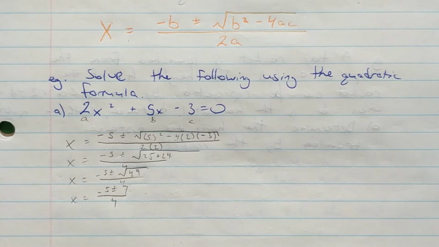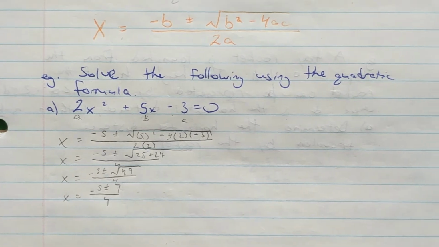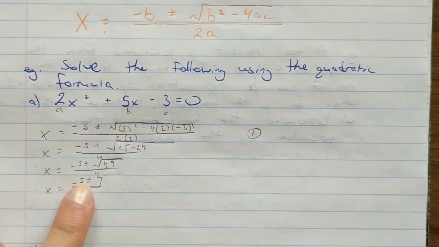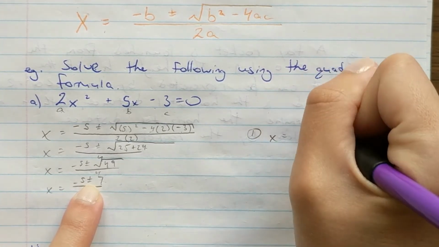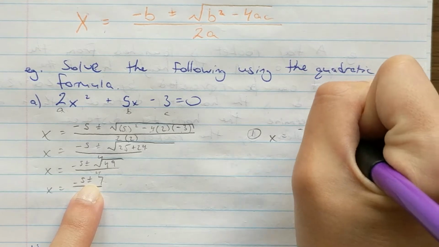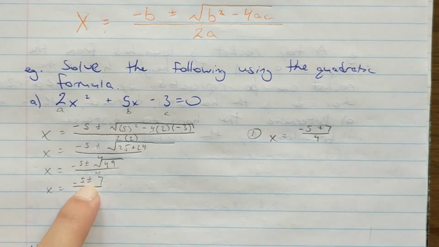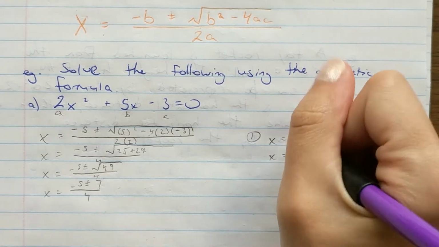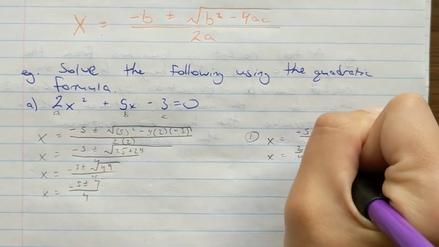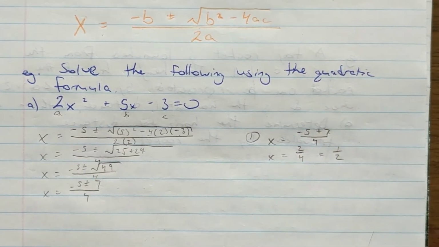So this is when we're going to break it off into two options. So remember, just like we had previously where we said, okay, it's either one or the other, this is where I'm going to get my two options from. So option number one is when this is a positive sign. So x is equal to negative 5 plus 7 divided by 4. Negative 5 plus 7 is 2 over 4, or just 1 over 2.